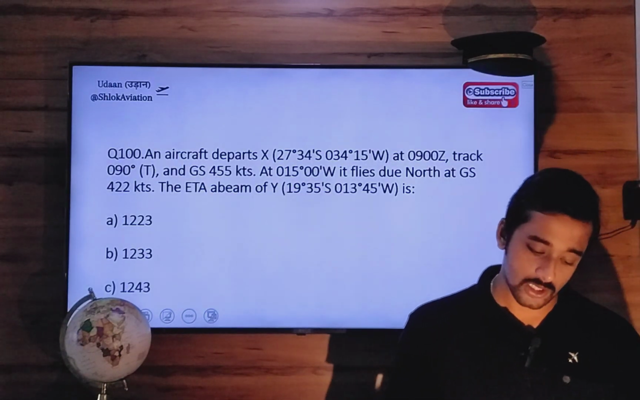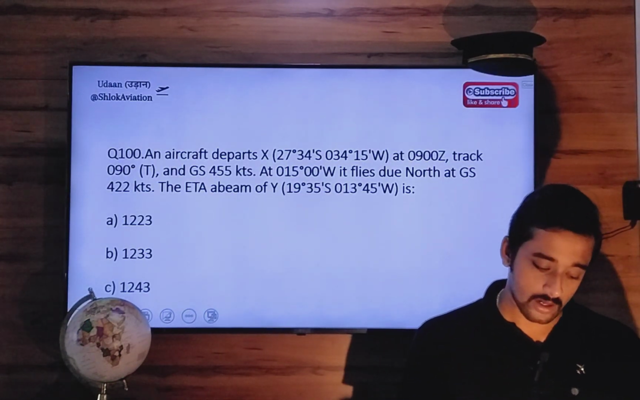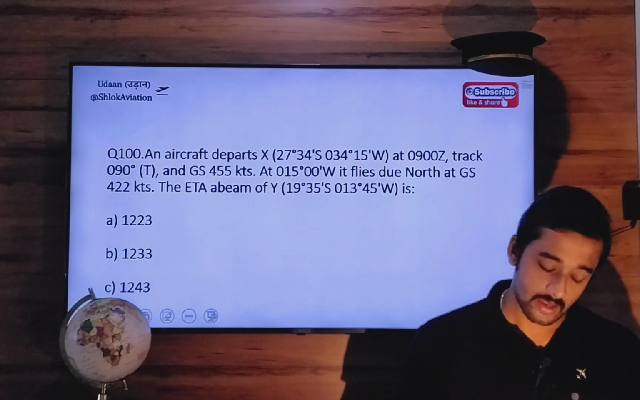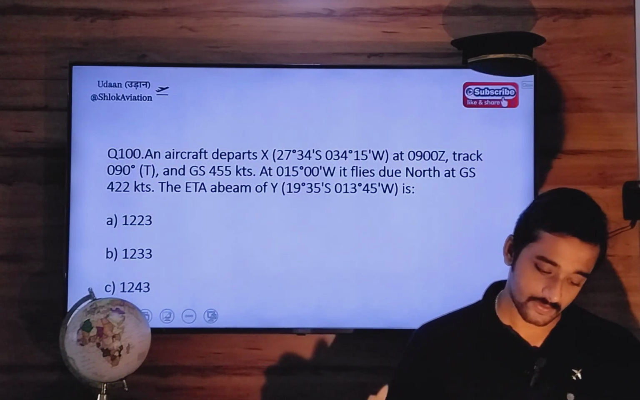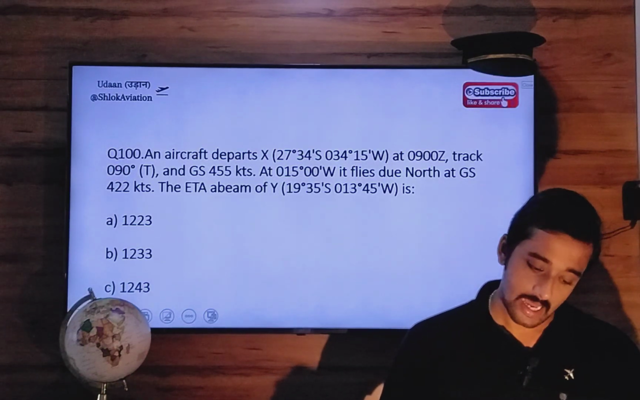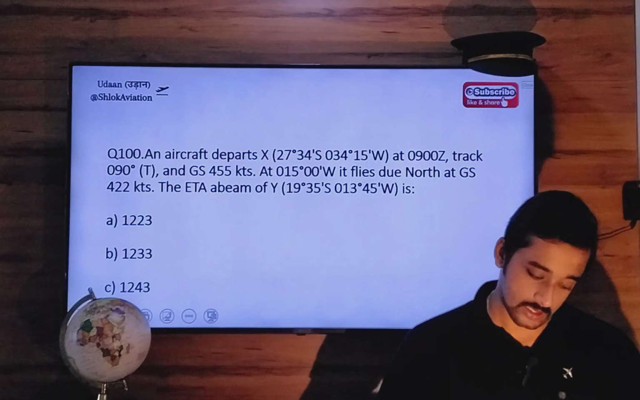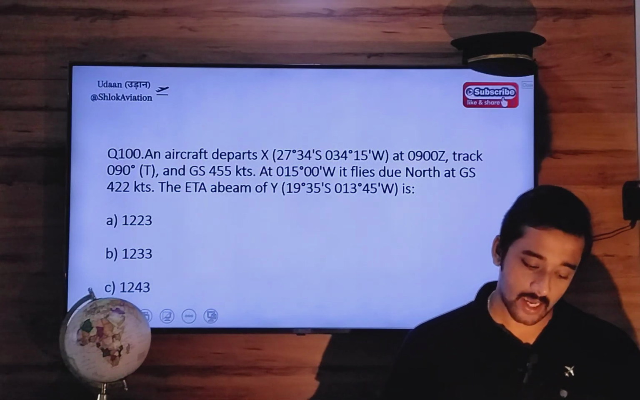Aircraft departs from position X at 9 o'clock. It goes easterly at a speed of 455 knots. At 15 degrees west, it flies due north at a speed of 422 knots. What is the estimated time of arrival?